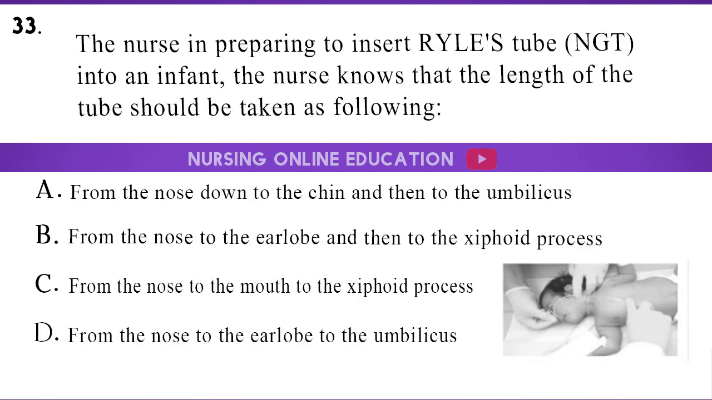33. The nurse is preparing to insert Ryle's tube, NGT, into an infant. The nurse knows that the length of the tube should be taken as follows: A. From the nose down to the chin and then to the umbilicus. B. From the nose to the earlobe and then to the xiphoid process. C. From the nose to the mouth to the xiphoid process. D. From the nose to the earlobe to the umbilicus. The answer is option B. From the nose to the earlobe and then to the xiphoid process.